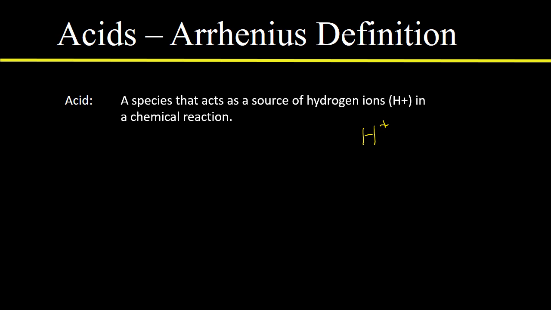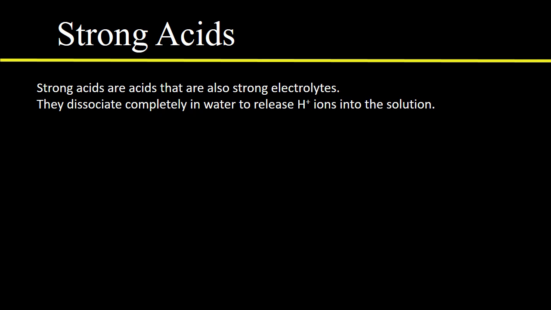All right. There are two main groups of acids, strong acids and weak acids. We'll have a lot more to say about strong acids and weak acids in 1106. There's an entire chapter on acid-base chemistry. This is really just an introduction. But for now, we'll say strong acids are acids that are also strong electrolytes, which means that they dissociate completely in water, releasing hydrogen ions.